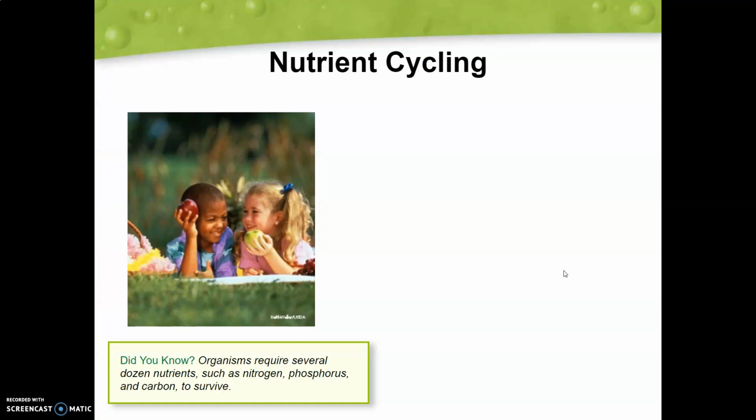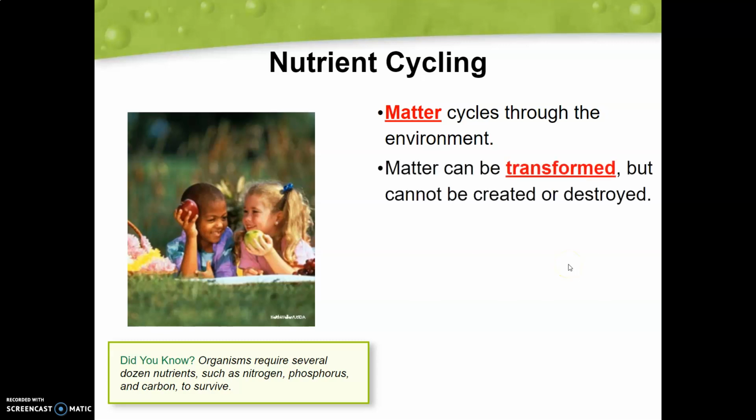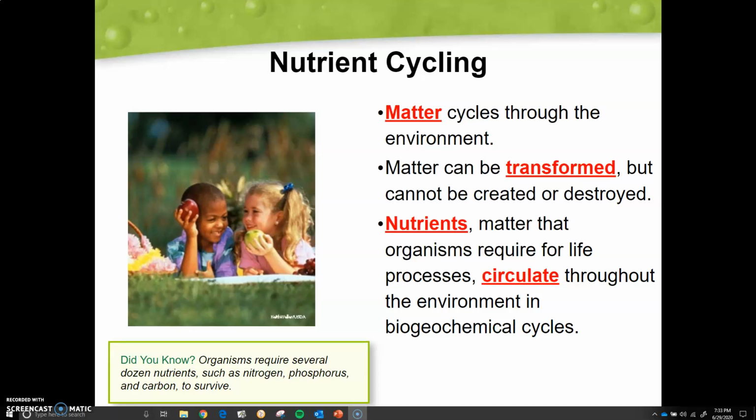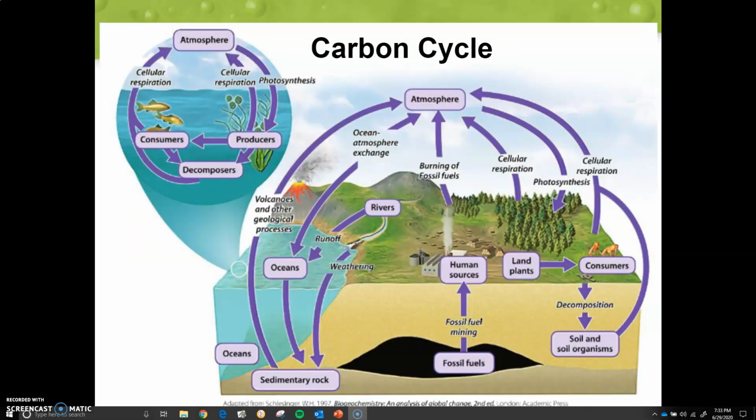All right, so nutrient cycling. Matter is going to cycle through the environment. It can be transformed, but cannot be created or destroyed. And nutrients are matter that organisms require for life processes that circulates throughout the environment in biogeochemical cycles. The first cycle we're going to talk about today is the carbon cycle. I'm going to give you kind of an overview of the carbon cycle in this big image, and then I'll go to a simpler one, and that's what you're going to use to fill in your notes.